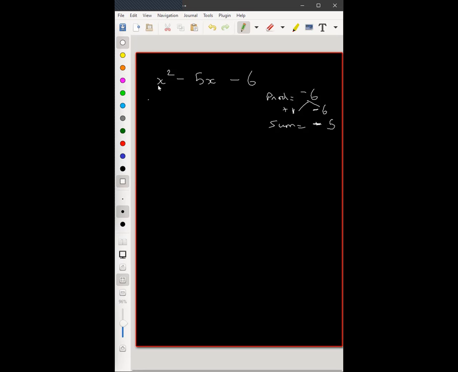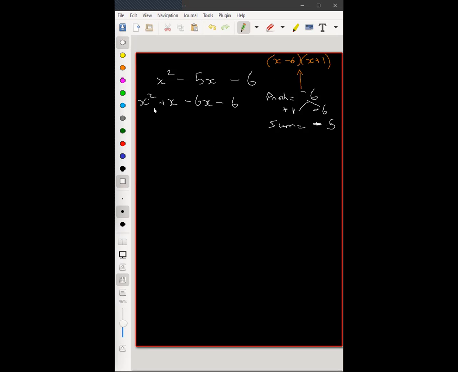So our ultimate answer, since the coefficient of x squared is 1, is going to be x minus 6 into x plus 1. But we cannot do this directly. We need to show the workings, right? So what are we going to do? We're going to do x squared plus x minus 6x minus 6.